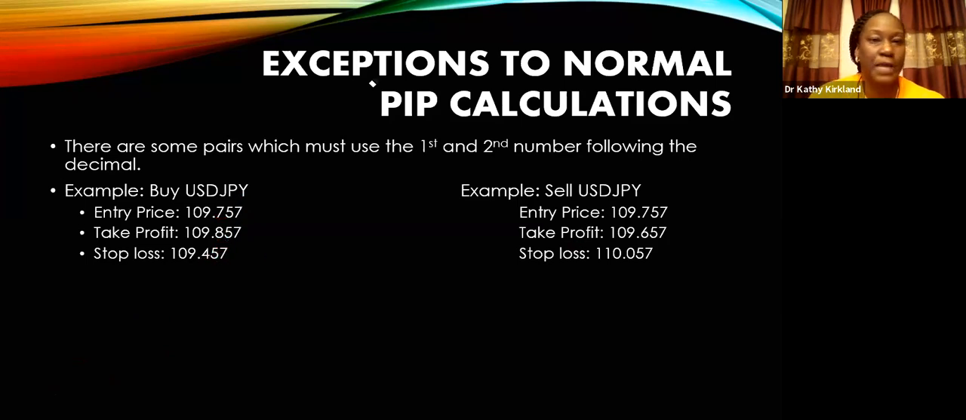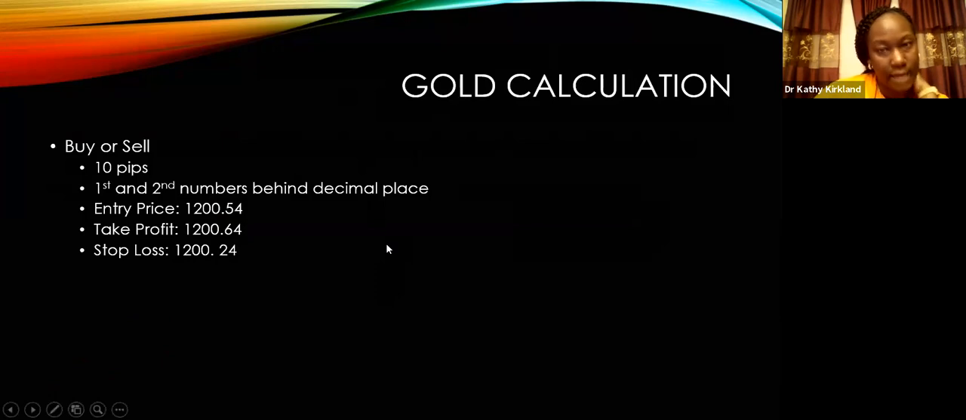Okay. So we have one more I need to go over, and that is gold. Dr. Kathy loves gold. That's one of her favorite pairs to trade. And so I'm going to teach you how to calculate pips on gold so that you'll be able to trade it. So if you're buying or selling, you're going to do it for 10 pips because remember, that's what we work with as a take profit.